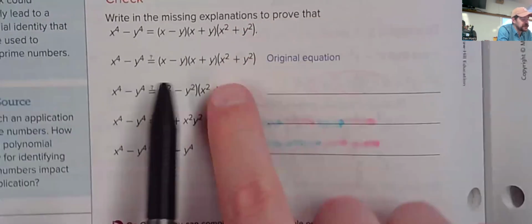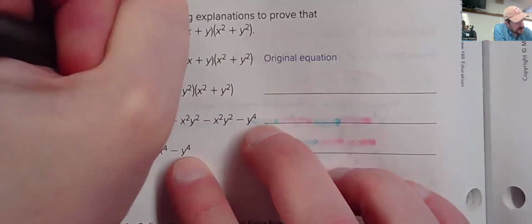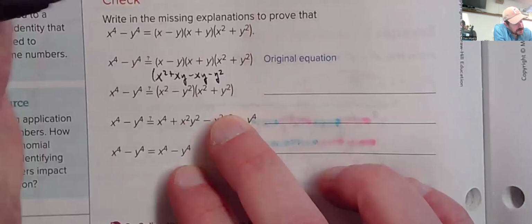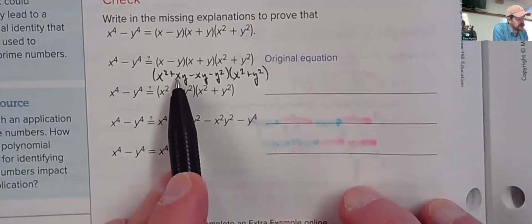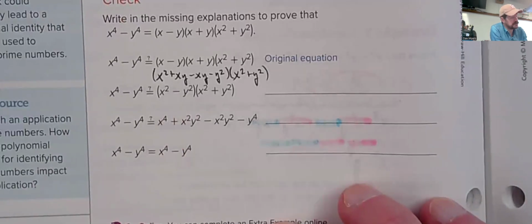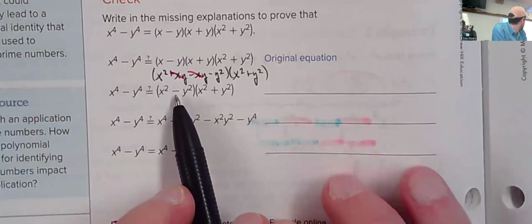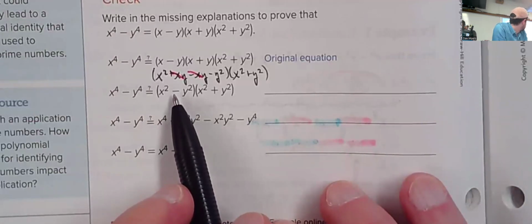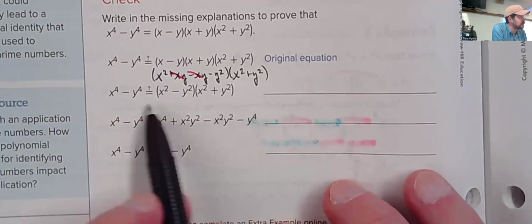Here's the original equation. So x squared, if you FOIL that out, I'm just going to go ahead and write this. It'll be x squared plus xy minus xy minus y squared. And then we'll have x squared plus y squared right there. And these two terms in the middle, positive xy minus xy, those are going to cancel, leaving us with x squared minus y squared. So you've got x squared minus y squared times x squared plus y squared. And then we FOIL those out.